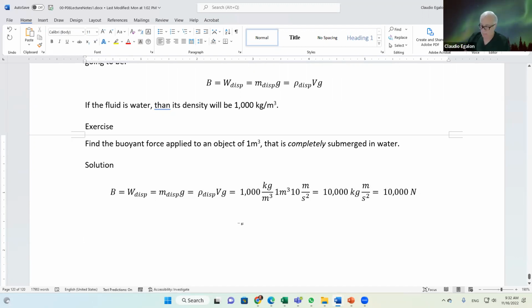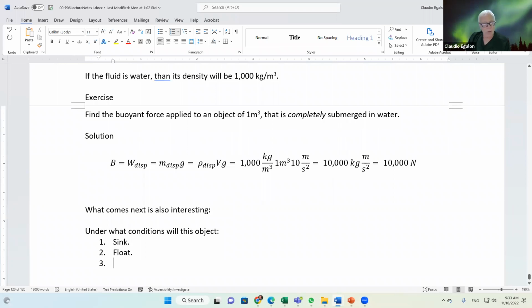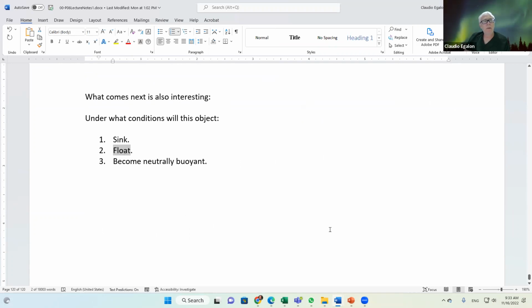What comes next is also interesting. Under what conditions will this object, one, sink, two, float, and then there's this third condition as well, that it becomes neutrally buoyant. Have you ever heard of that? Everybody knows what sinking and floating mean, right? But there is this other condition that is similar to floating, but not exactly the same, which we call the neutrally buoyant condition.